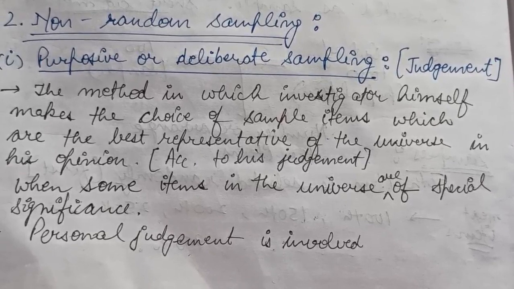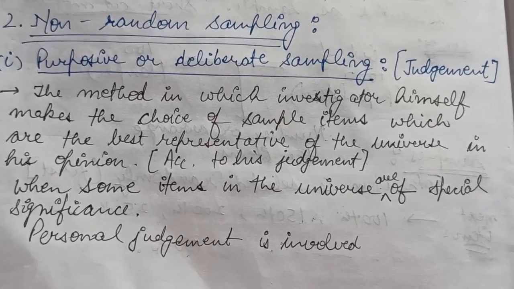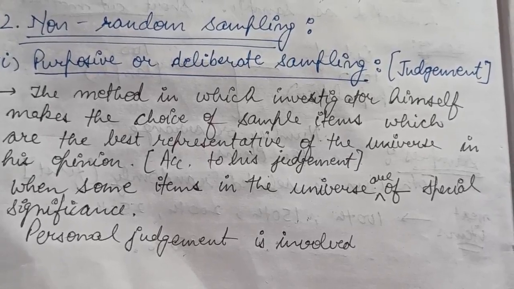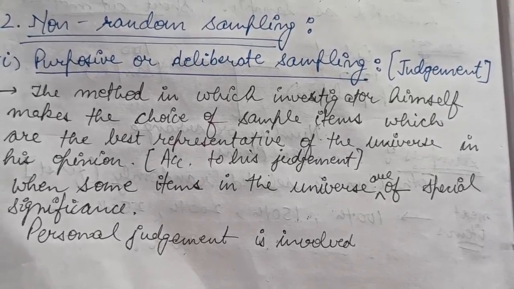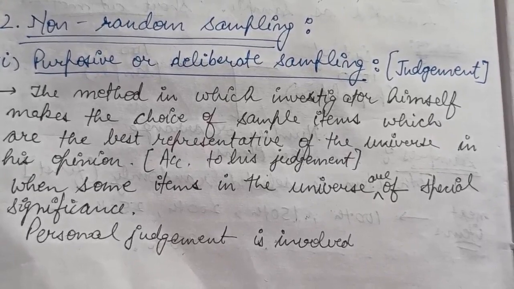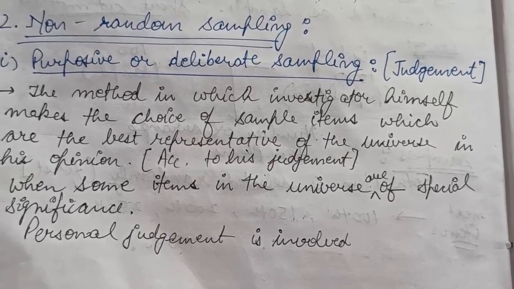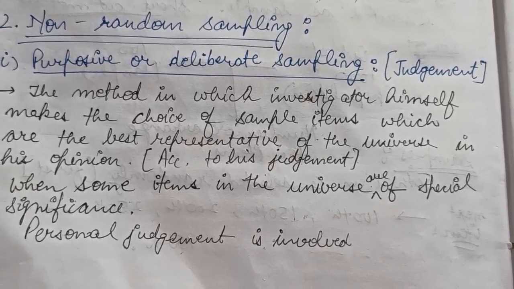So this is purposive or deliberate sampling, and this method of sampling is flexible enough to allow the inclusion of those items in the sample which are of special significance. Therefore, we can select the items or samples according to our purpose of study in this kind of sampling.